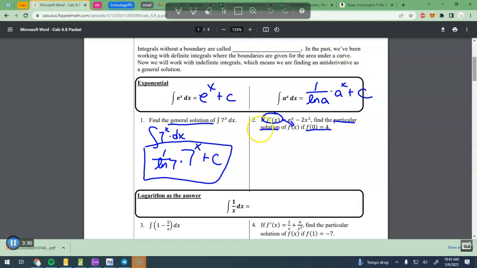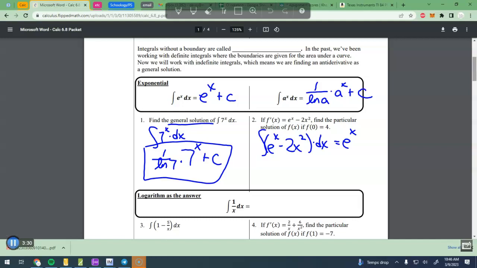So to go from f prime to f, I've got to integrate. I'm going to integrate e to the x minus 2x squared. Well, what's the integral of e to the x? e to the x. So it's technically plus c, right? But there's going to be a plus c here, and really you just put a constant plus a constant. It's just another constant.